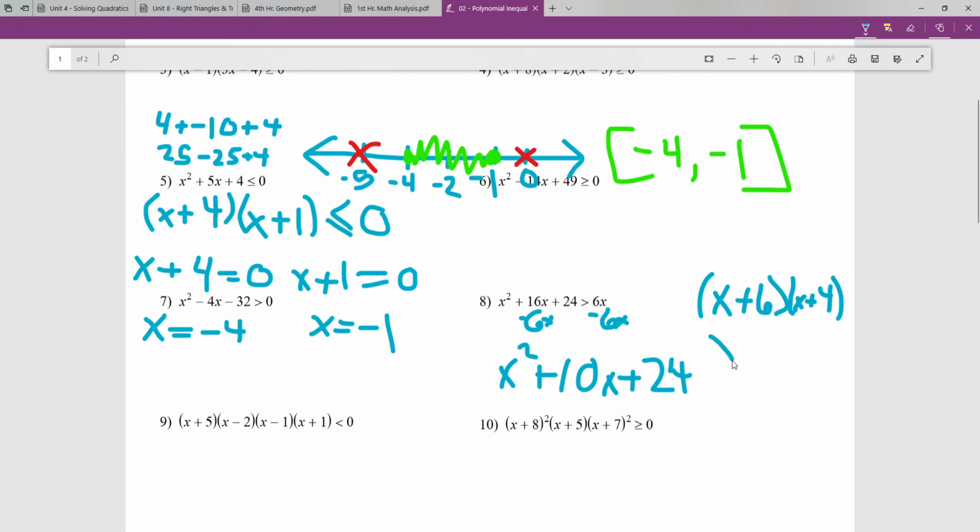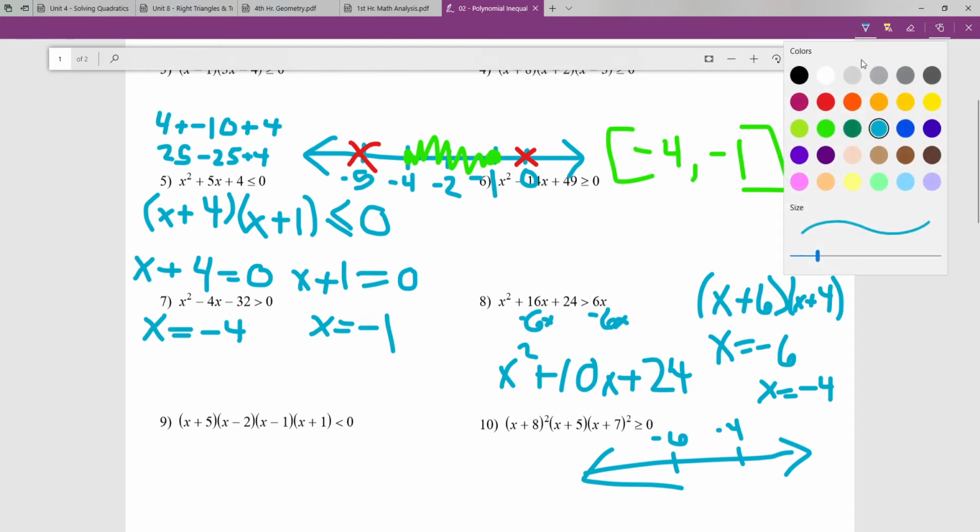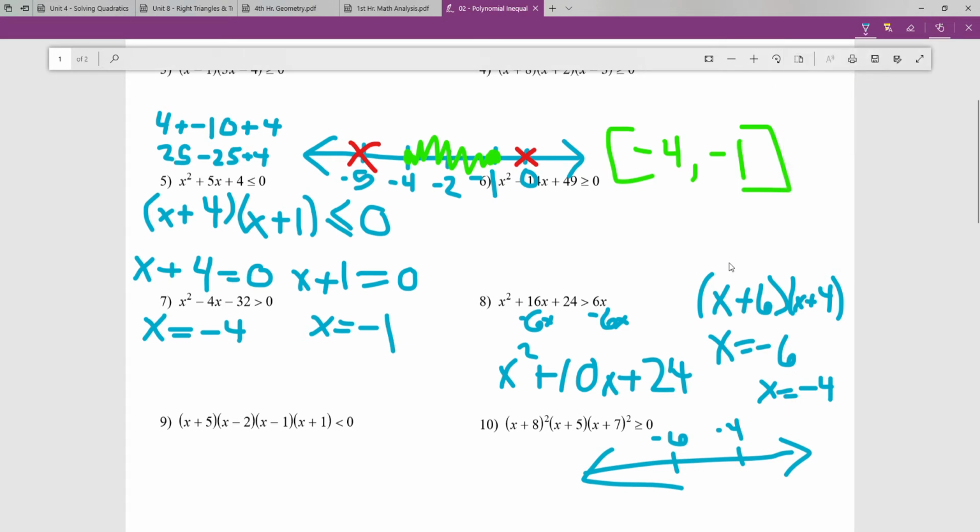If we set each of those equal to 0, we realize that our key numbers here are -6 and -4. So on my number line, my number line is going to have -6 on it, and -4 on it. So what I want to do is choose any number that I just kind of like. It doesn't actually matter which one we do. We can do a 0 if we want to, you know, 0 is a good, easy number to use.